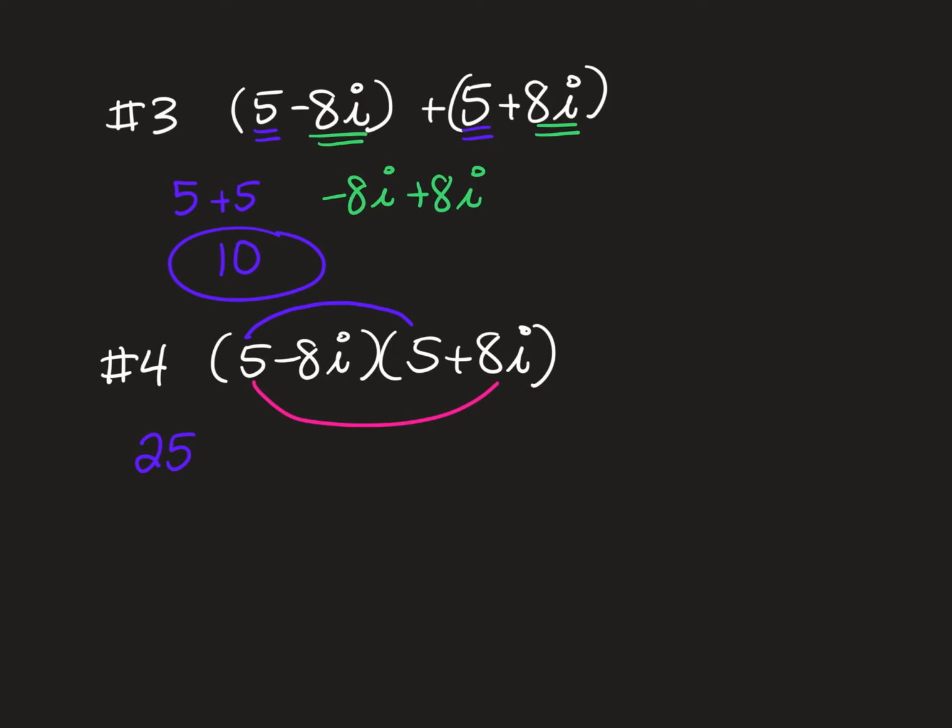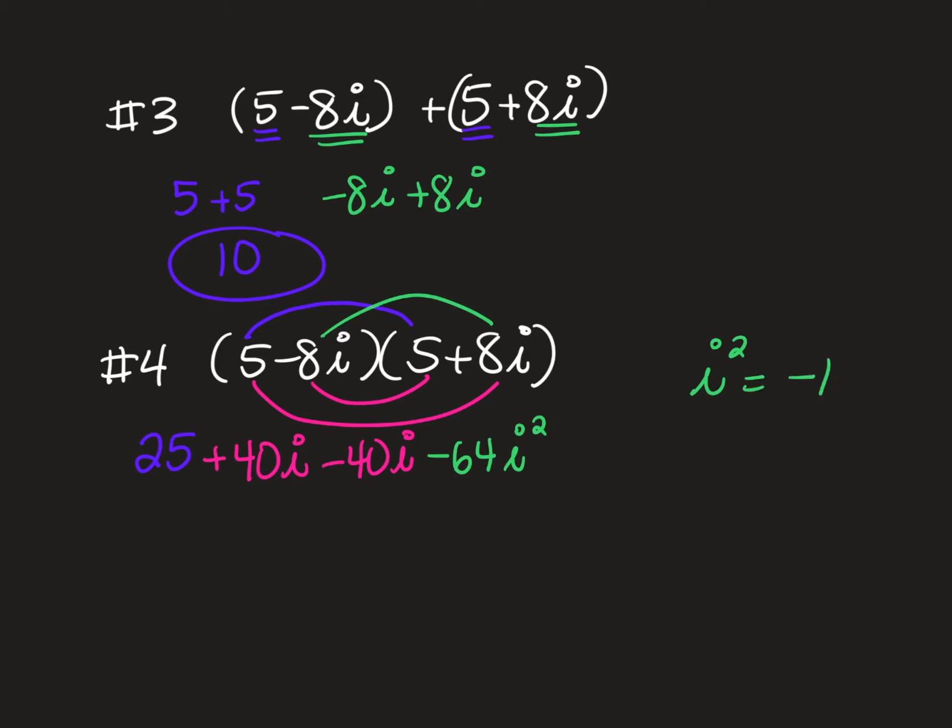And here's why. 5 times 8i is going to be 40i. Negative 8i times 5 is minus 40i. And then our last terms, it will be negative 64i squared. And then remember, i squared, we always substitute negative 1 in for it.